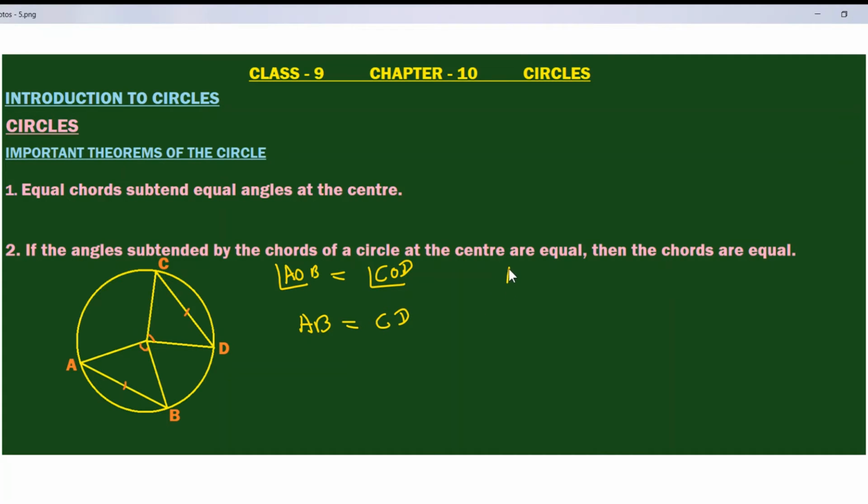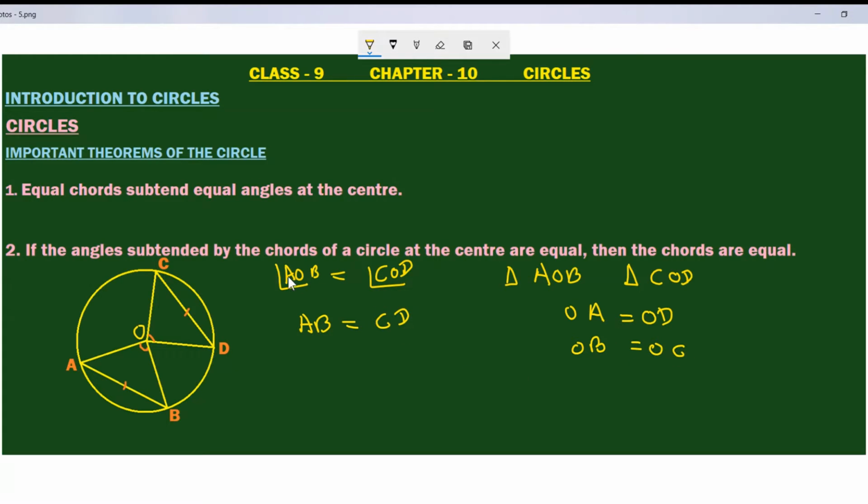For that, I am going to take triangle AOB and triangle COD. Now we'll see what the corresponding parts of the triangles are. As usual, if this is the center of the circle, then we can say OA is equivalent to OD, and OB is equivalent to OC, because these are all radii of the circle. So OA is equivalent to OD and OB is equivalent to OC.